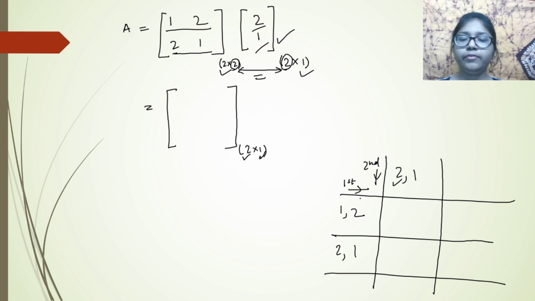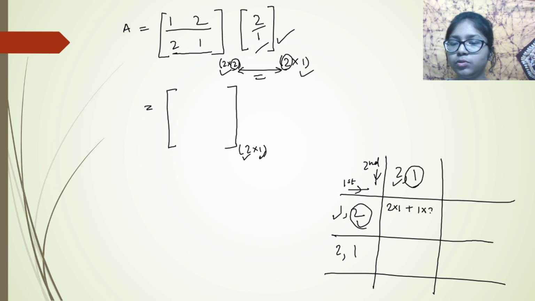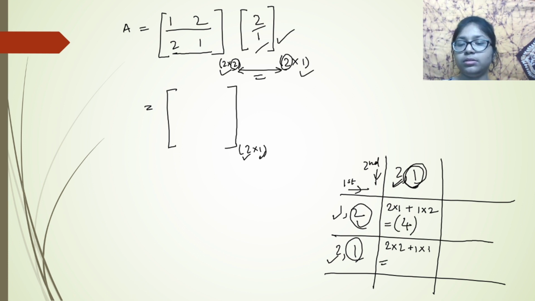So first element will get multiplied with first element, 2 into 1 plus second element with second element, 1 into 2. Here first element with first element, 2 into 2 plus second element with second element, 1 into 1. So what it will give? 2 ones are 2 plus 2 ones are 2 will give 4, keep in bracket. 2 2s are 4 plus 1 1s are 1. So 4 plus 1 it will give 5.